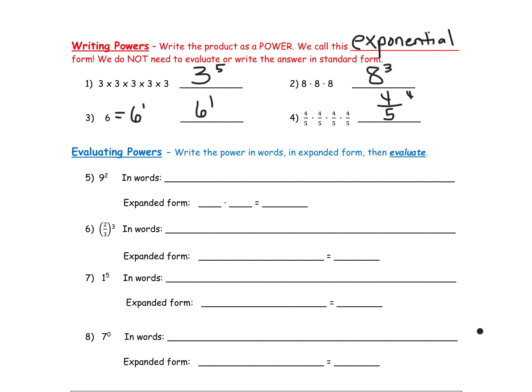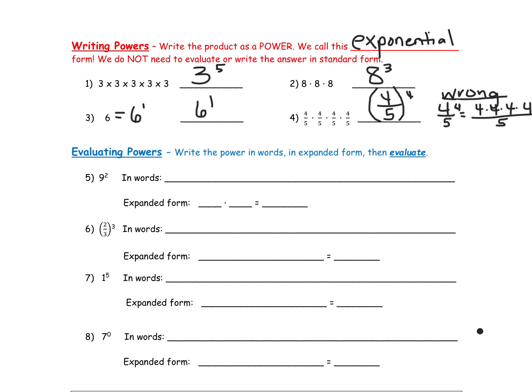Because the entire fraction is being multiplied 4 times, we must put parentheses around the fraction. If we don't, then what it looks like is the 4 is being multiplied 4 times, but the 5 is just once. So always put parentheses around your fractions if they're being multiplied repeatedly.